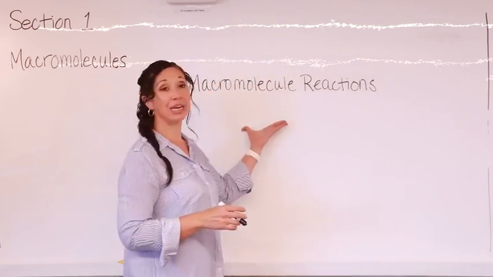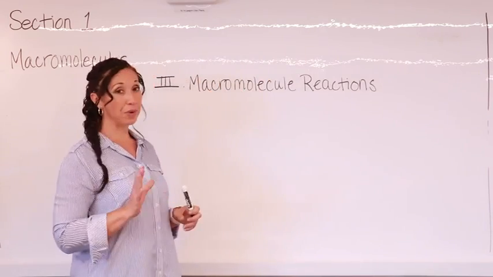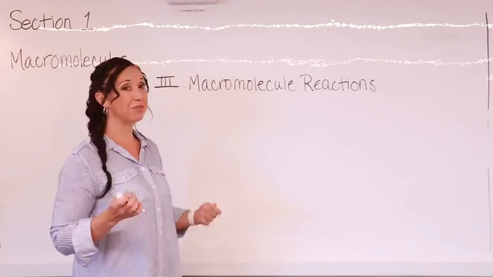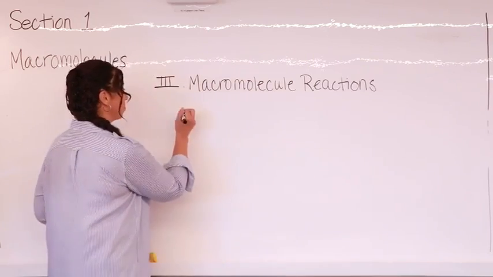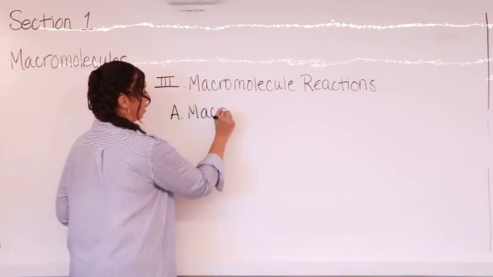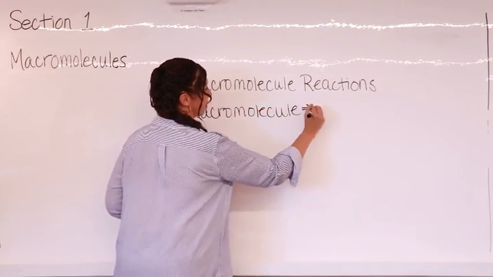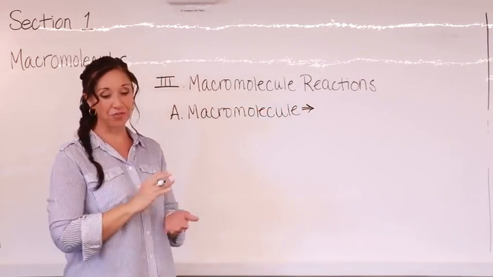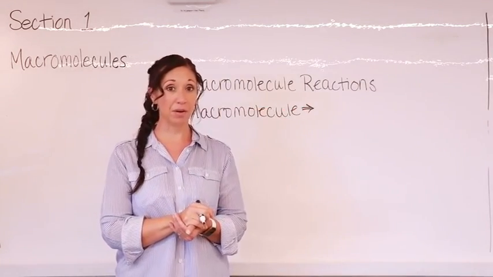So Roman numeral 3 in your notes is going to be macromolecule reactions. And before we get into reactions, really quickly, let's just define what a macromolecule is. So, big letter A. A macromolecule, what these are, functional polymers made of repeating units called monomers.